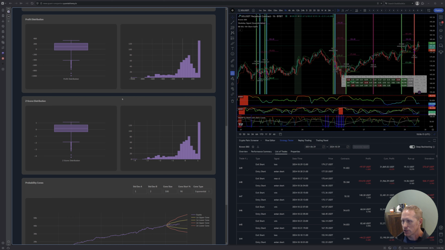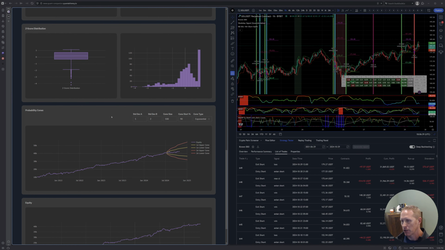So the Z-score is going to look very similar to the profit distribution. The difference is really the math behind it. So this is taking the standard deviation away from the mean of your profits. And so the layout's generally going to look the same, but the factor of the numbers are going to be a little bit different. So if this is your preferred metric, then you can look at this one.